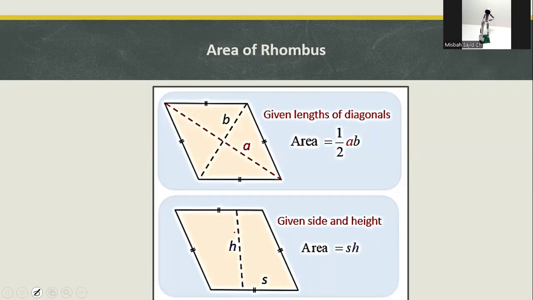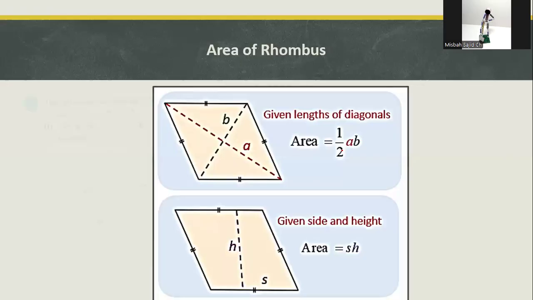And what happens if height and side are given? Just multiply them, because in a rhombus we know that all sides are equal to each other. So if any side and the height are given, just multiply them and you will get the area. It is just similar to the area of a parallelogram, because for finding the area of a parallelogram, we just multiply the height and one of the sides. In the same manner, if you are given the height and one side of a rhombus, just multiply them. But in the other case, if you are given just the diagonals, multiply them and divide by 2. Right?